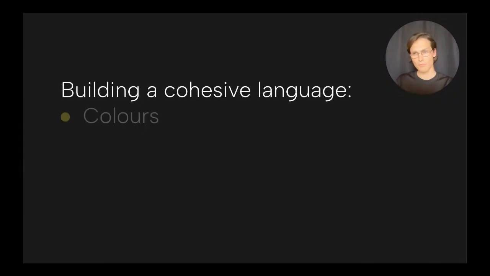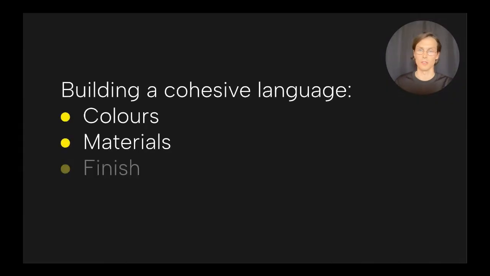So how do we build this cohesive language? How do we actually build a cohesive language? Well, just like in visual design, you define core categories first, and then you set some kind of shared design rules like colors, materials, finish: what is the material, what is the finish. It's the same with sound.